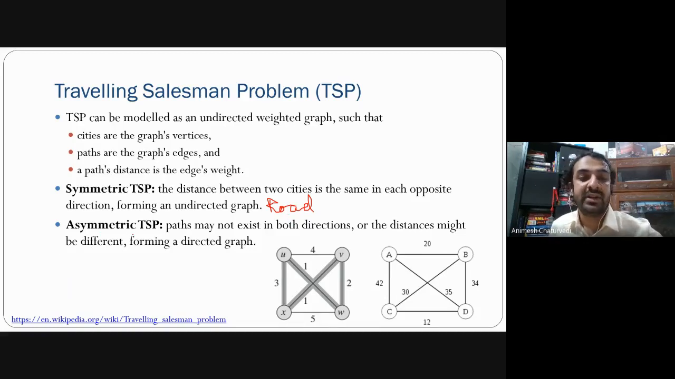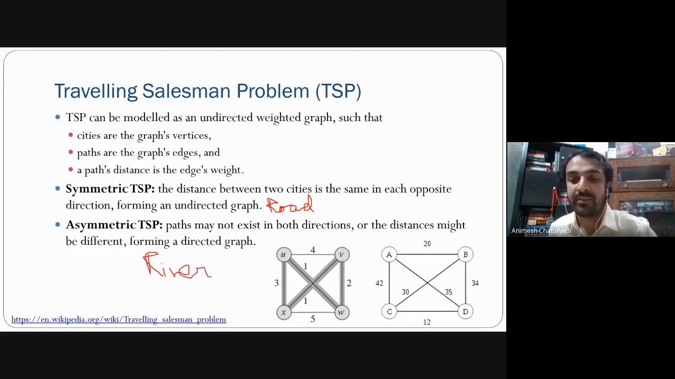Then in asymmetric TSP, both directions, going forward and coming backward, might not have the same distance, or may require a different amount of effort to travel. For example, in the case of rivers.